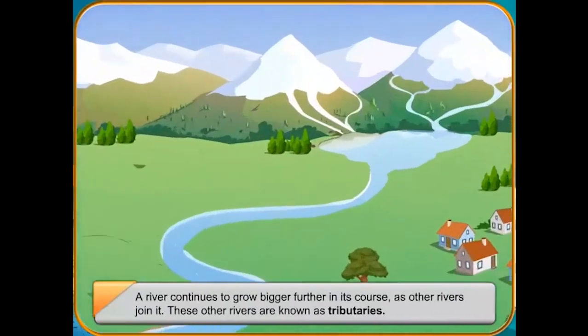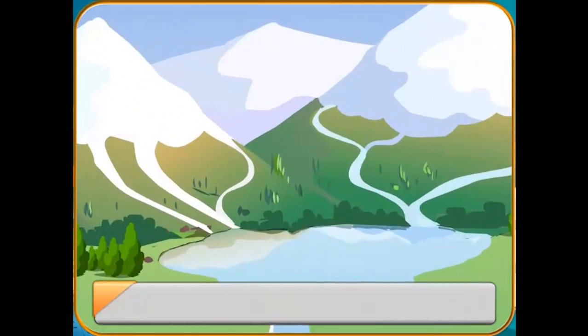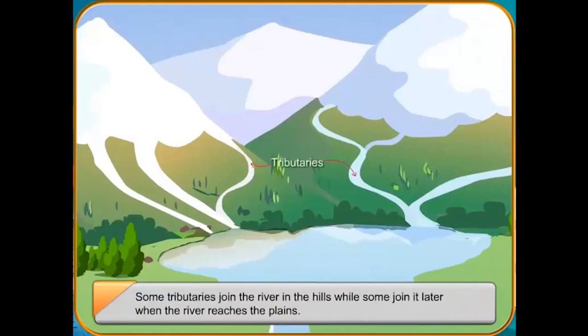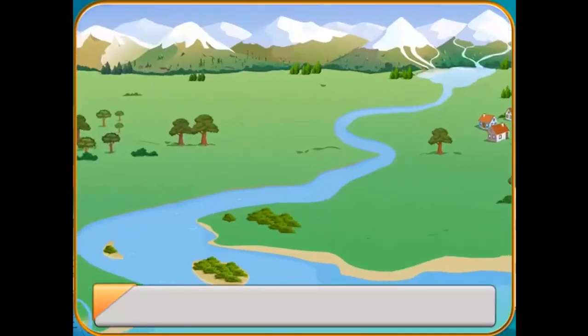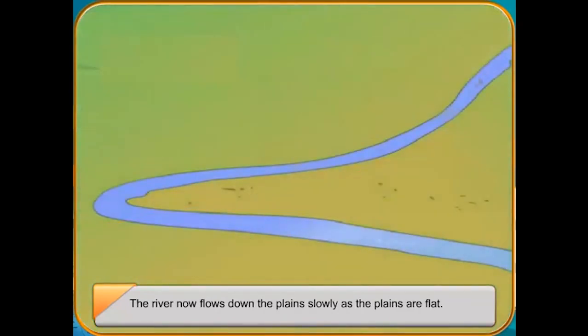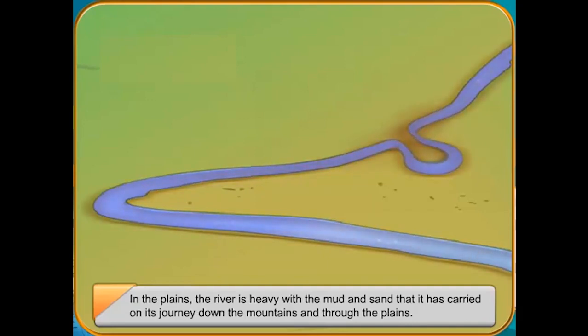A river continues to grow bigger further in its course as other rivers join in. These other rivers are known as tributaries. Some tributaries join the river in the hills, while some join it later when the river reaches the plains. The river now flows down the plains slowly as the plains are flat. In the plains, the river is heavy with the mud and sand that it has carried on its journey down the mountains and through the plains.